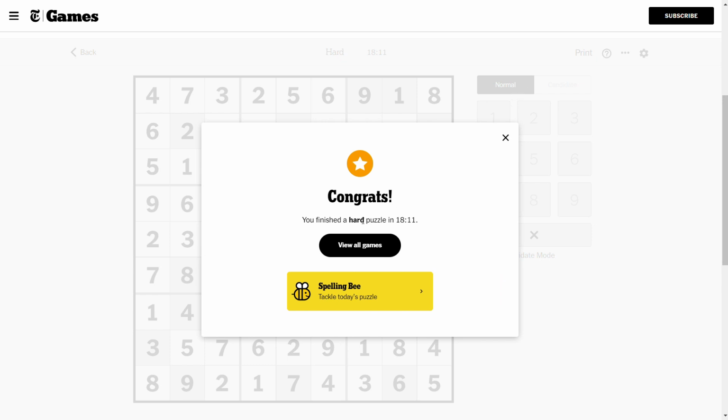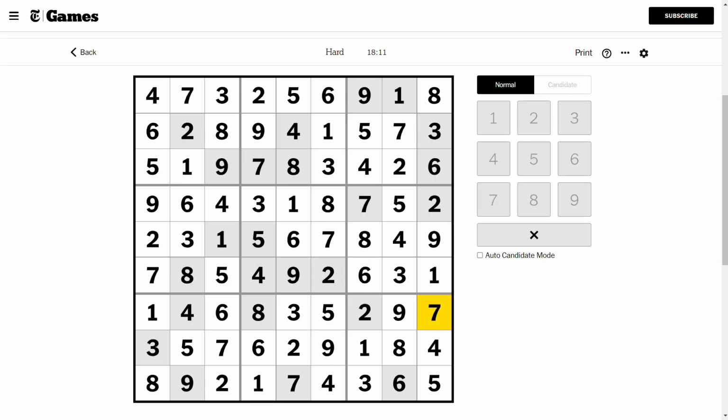Alright, so I finished today's New York Times hard Sudoku in about 18 minutes. Alright, so I would say this puzzle is just the right difficulty, I think. Perhaps it was slightly a bit more difficult than usual, because I'm not gonna lie, I did spend a lot of time.